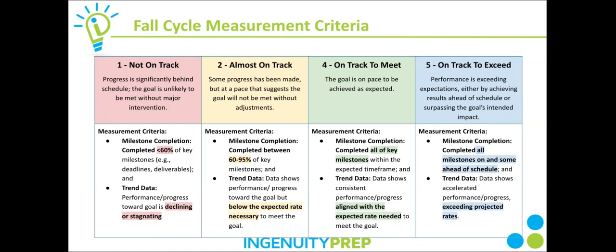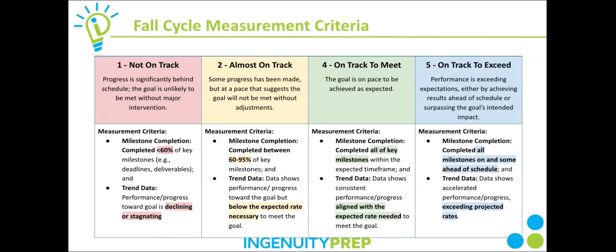We have defined explicit measurement criteria to support objectivity and consistent measurement of goals across staff. Goals are scored based on 4 levels: not on track, almost on track to meet, and on track to exceed. As we noted on the last slide, scoring is determined in the fall by looking at 2 things: milestone completion and any available trend data.